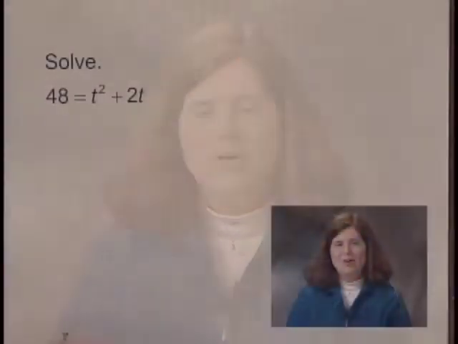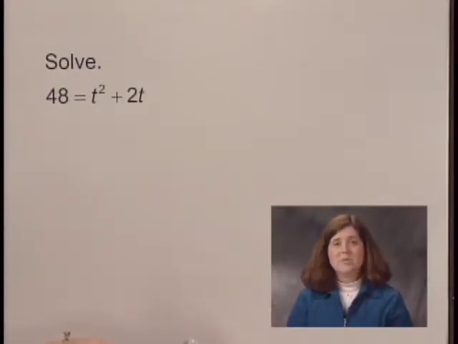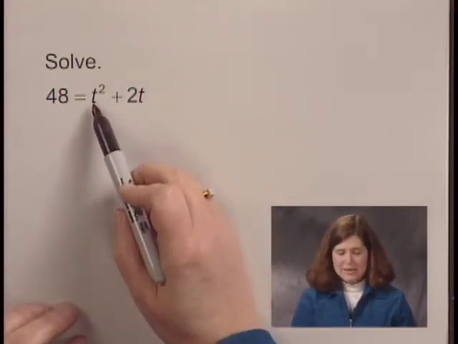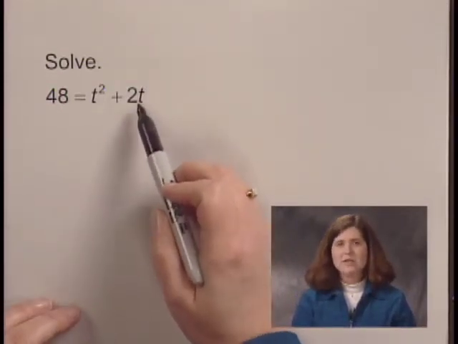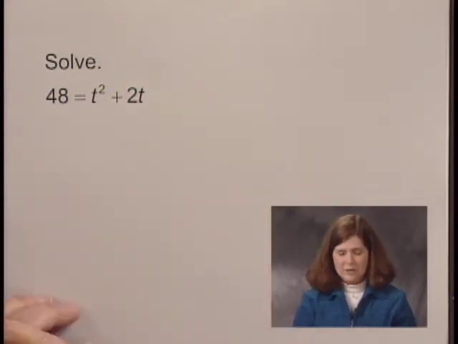In this problem, we'll solve a quadratic equation. We'll solve 48 equals t squared plus 2t. We have a quadratic equation that has, in this case, a t squared term and a t term. We want to get 0 on one side of the equation.